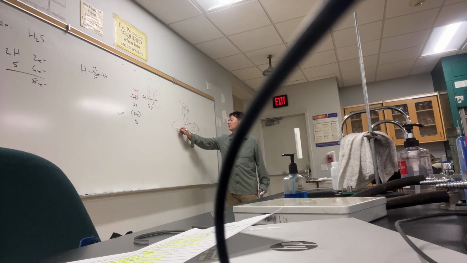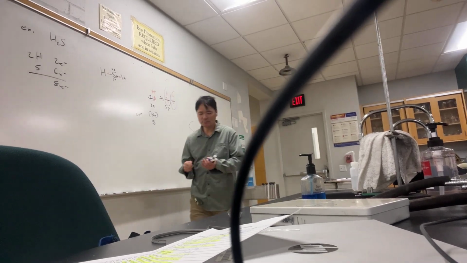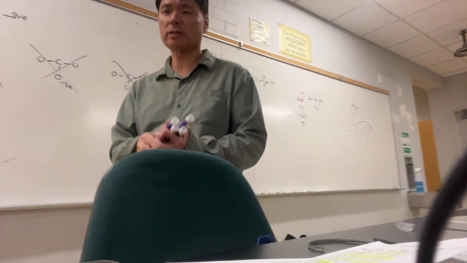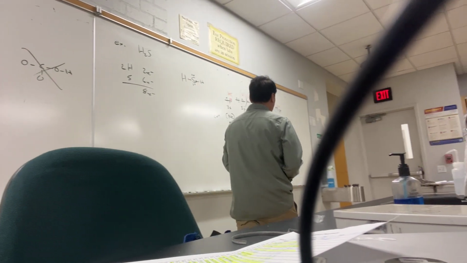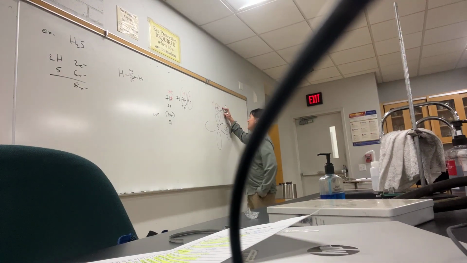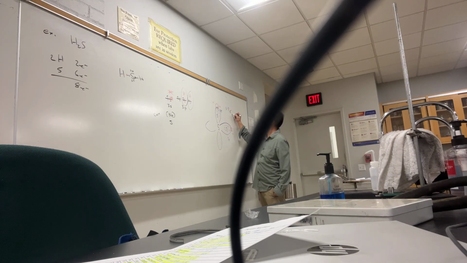So this is called an sp sigma bond, or we could call it a 1s 3p sigma bond. Either way. And this is another 1s 3p sigma bond, or just an sp sigma. Depends on how descriptive you want to get.